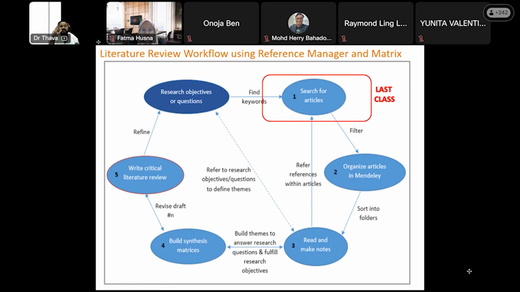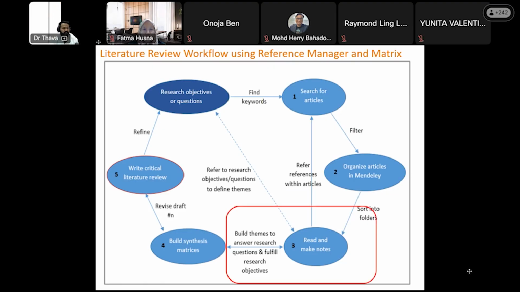I have even given a prompting technique in ChatGPT, how to prompt properly to read your paper. Even then, there's a lot of fake information. You must be very careful, but we have done that. You can go and check it out on YouTube. This one we can skip. Now, read and make notes. This entire segment I've covered in the previous class already.